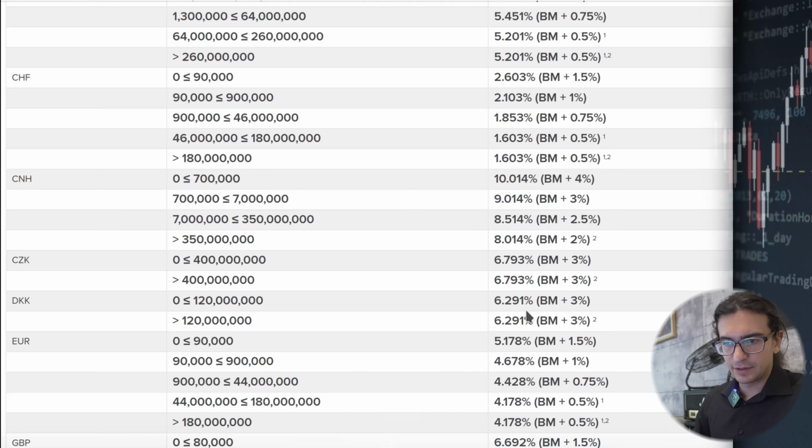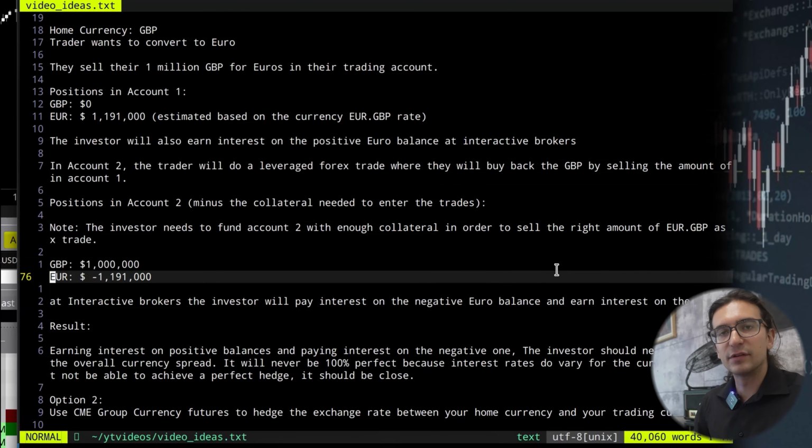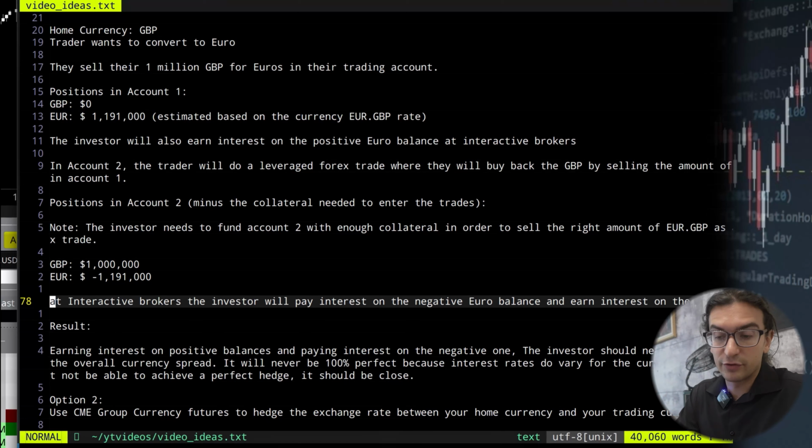So it's up to you to calculate the difference of how much interest you're paying versus how much interest you're earning on those positive and negative currency balances. And what I'm talking about here is specific to the Interactive Brokers trading service, because I know for a fact that they do charge you interest on negative cash and they do pay you interest on positive cash. But with other brokers, it might be different.